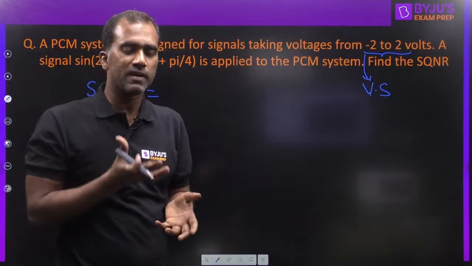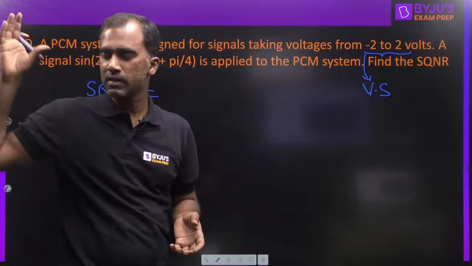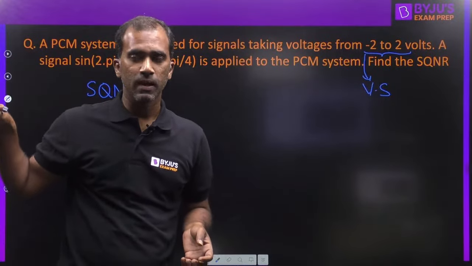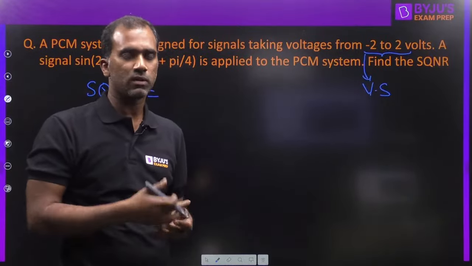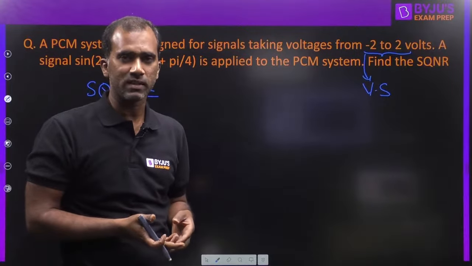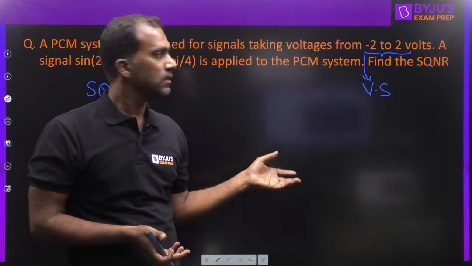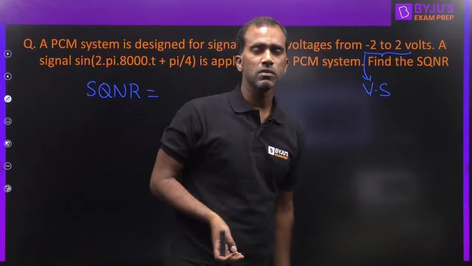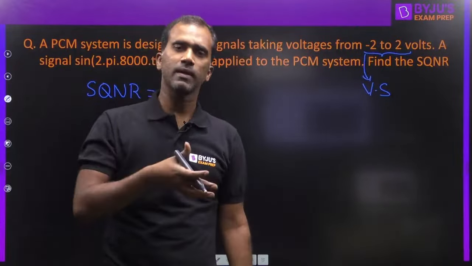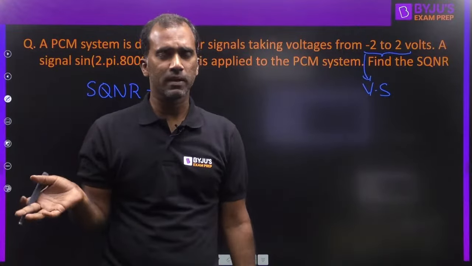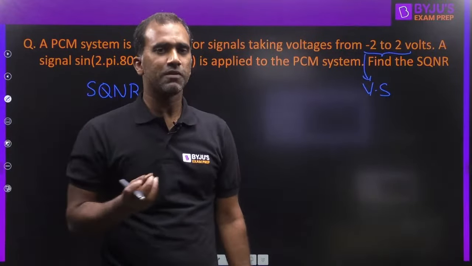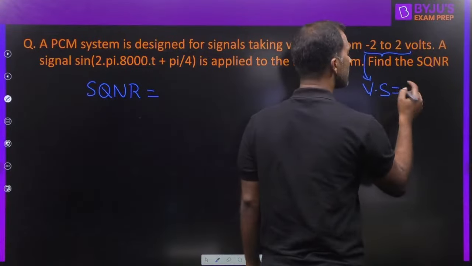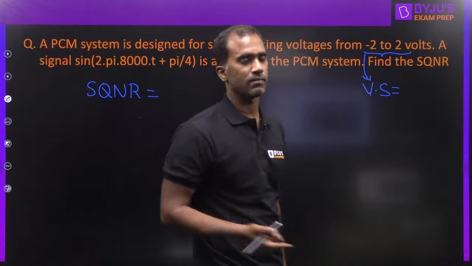When we are designing a quantizer, we will have an assumption about the signals. The signals take a certain range of voltages, and based on that only we design the quantizer. Without any assumption about signal voltages, we can't design the quantizer. So that is what they are saying: a PCM system is designed for signals taking voltages from -2 to +2. Signal voltages are relevant only for the quantizer. The sampler does not need that information. Only for the quantizer is this information required. So they are trying to give us the information of the voltage swing using which the quantizer is designed.